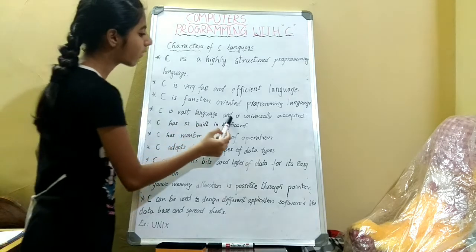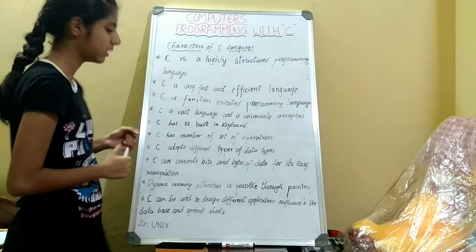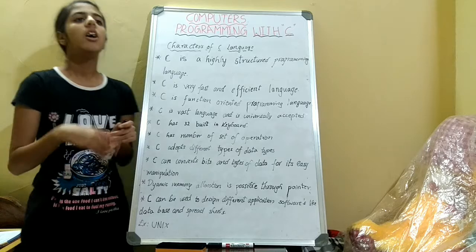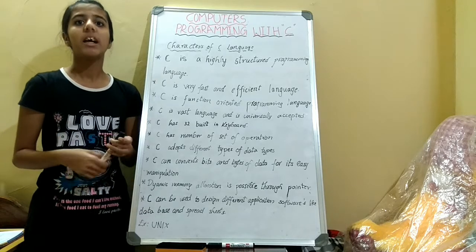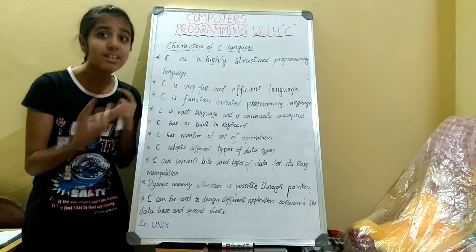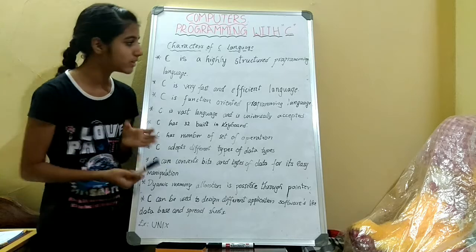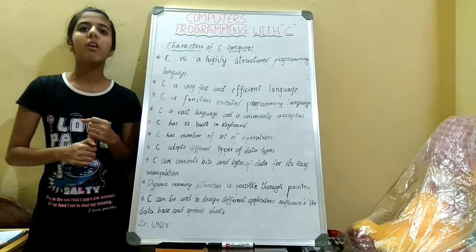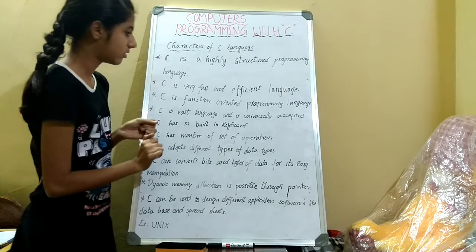C is a vast language and it is universally acceptable. We accepted the C language as our universal language because it works fast.